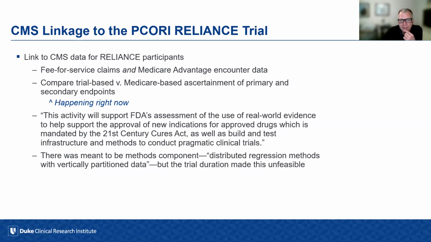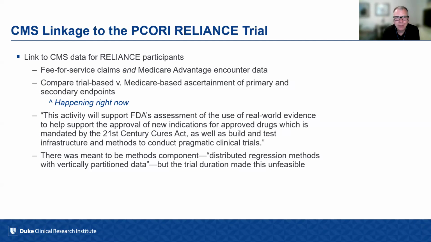There was meant to be a methods component that Harvard was leading, which would have studied distributed regression methods with vertically partitioned data, meaning what if outcomes are over here, but the baseline data is over here? How would that work? Darren Toe had a whole thing about that, but the trial duration made this work unfeasible, so we had to jettison that objective, unfortunately. But I'm interested to see how this goes.